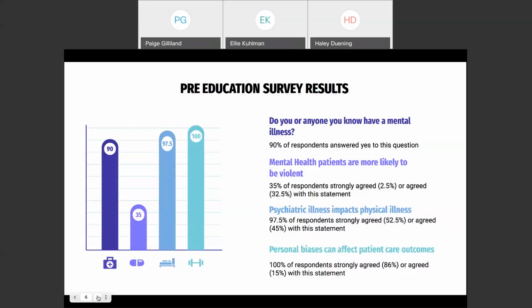Before providing education regarding mental health biases, we assessed the students' knowledge of these biases. Some of the results from our survey include 90% of the students claimed to either know or have someone with mental illness, 35% strongly agreed or agreed that mental health patients are more likely to be violent, 97.5% strongly agreed or agreed that psychiatric illness impacts physical illness, and 100% strongly agreed or agreed that personal biases can affect patient care outcomes.